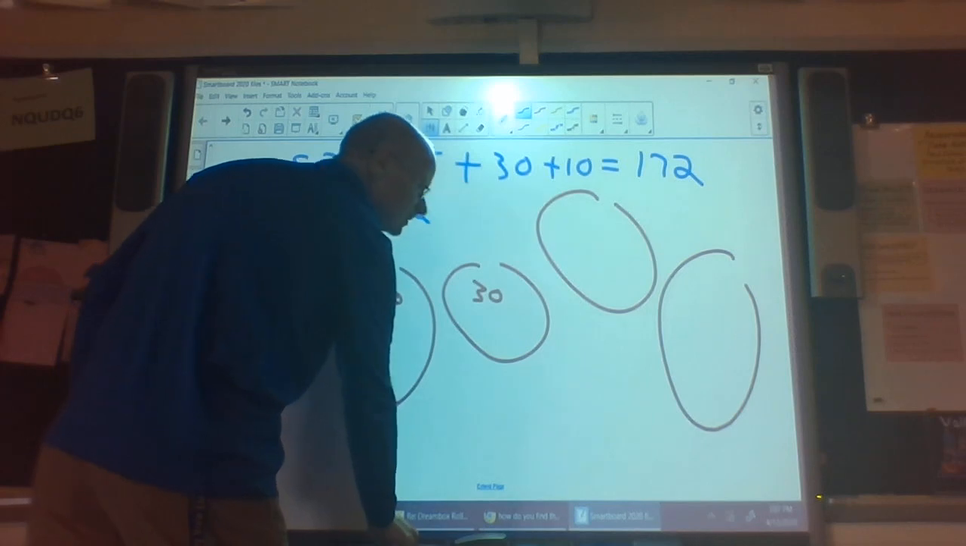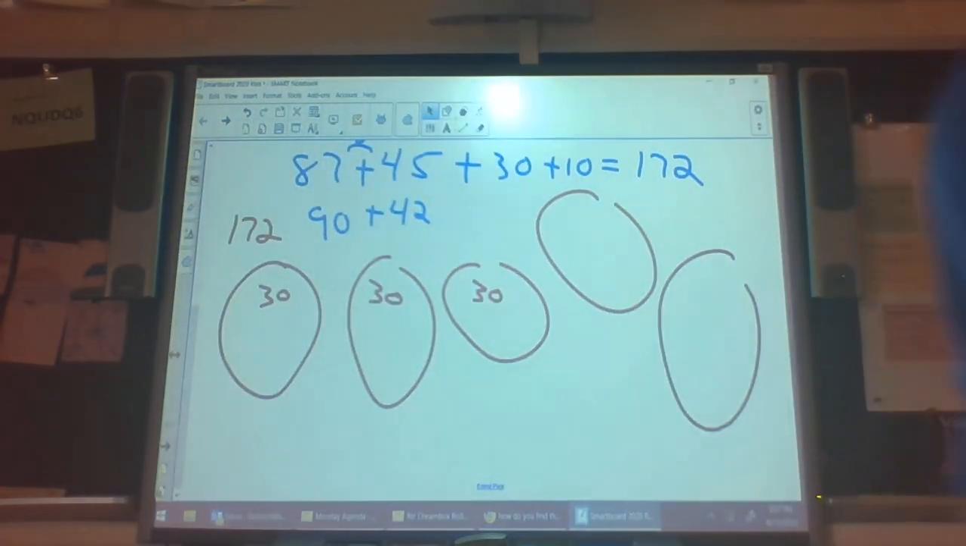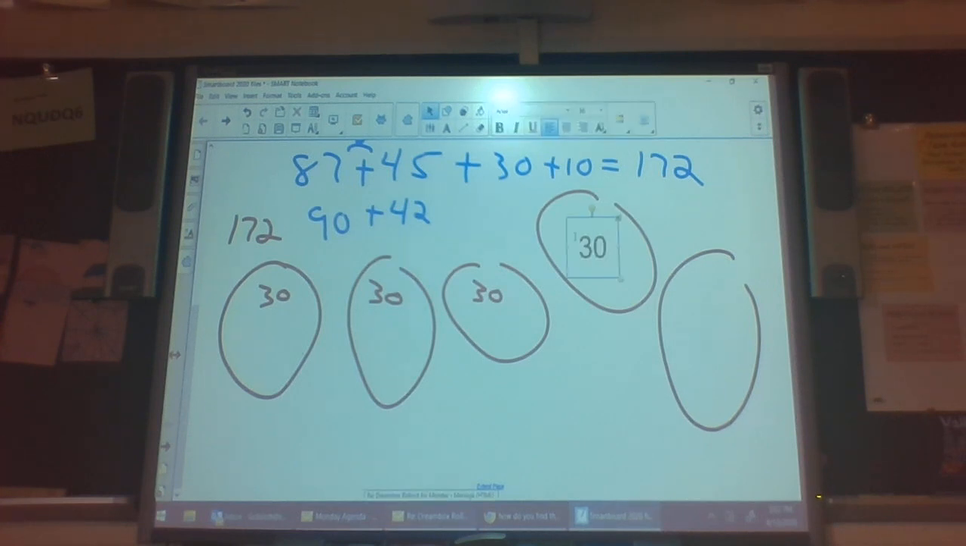Well, I'm going to go over here and type it in. So I have 30, and 30. That's going to give me 150. If I take 150 away from here, I will have 22 left.